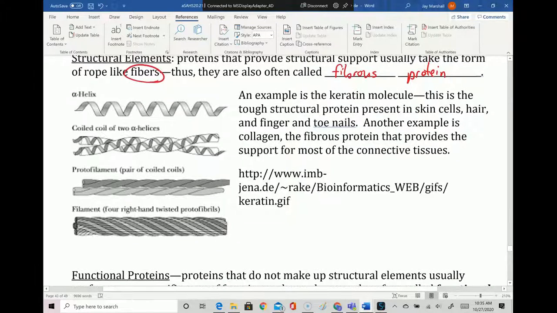So we have a lot of alpha helices in fibrous proteins or structural elements. And then they twine around each other, and then they twine around each other as well, and then they twine around each other in what we're going to call a filament. Okay?